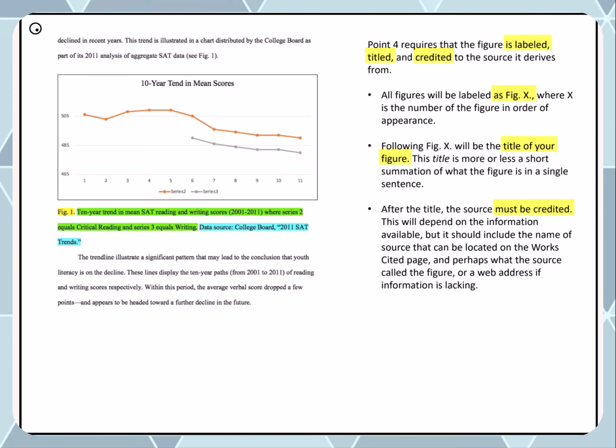If it was an author, like let's say Andrea Lunsford, we would have just said data source: Andrea Lunsford, period, and it would have been over with. So usually we're using just the name of the organization, the person, or perhaps a book from where the source derived from.